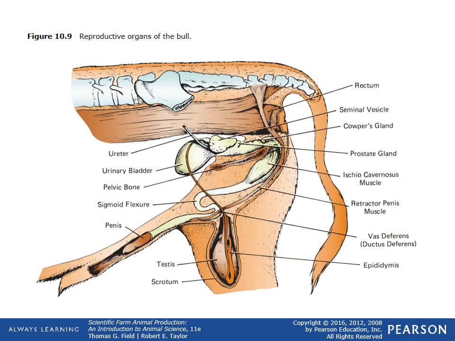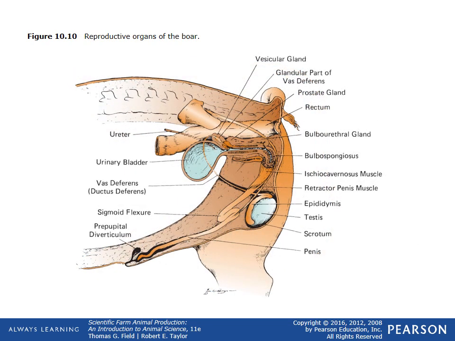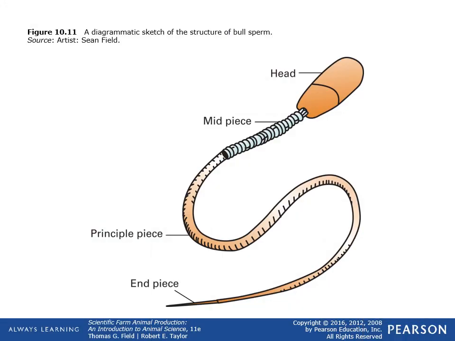So again, here's a good cutaway. This is the reproductive organs of the bull. This is the reproductive organ of the pig, and I think you get the idea. A little bit different than what you see in the bull. Here's a good diagrammatic sketch.